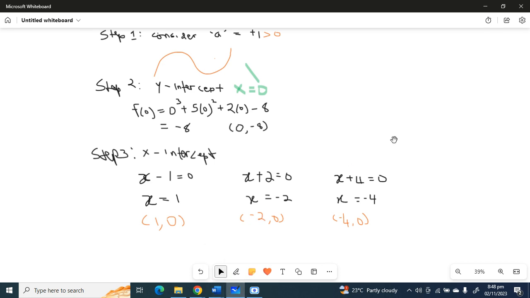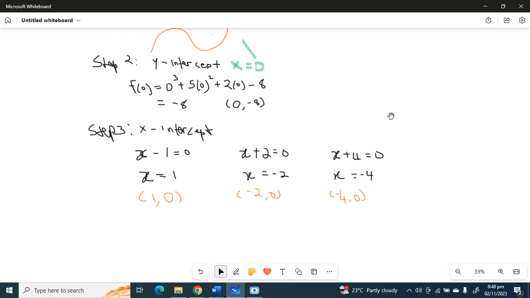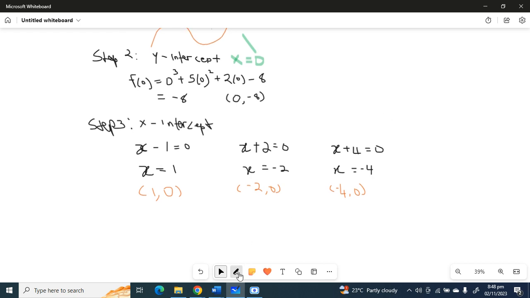All right, step 4 now, you have to find the stationary points. Now, this is where the calculus comes in. Remember, stationary points are the points where the gradient equals 0. So for step 4, you need to derive the cubic function.